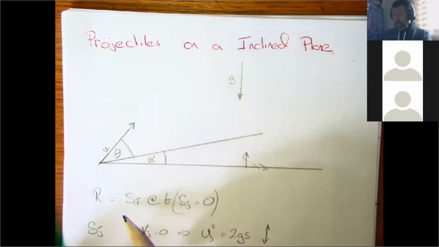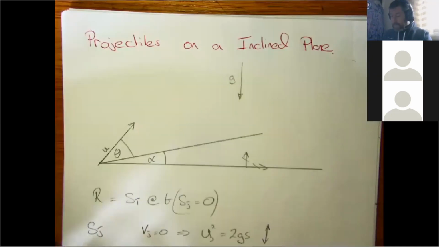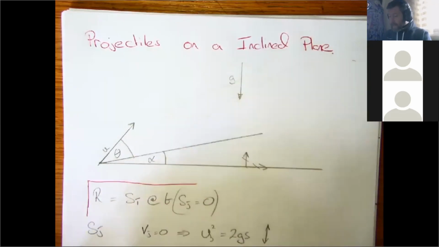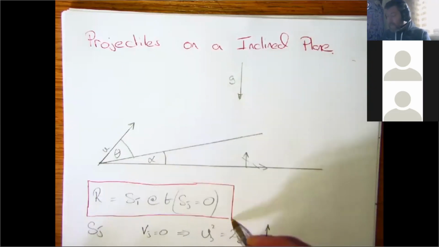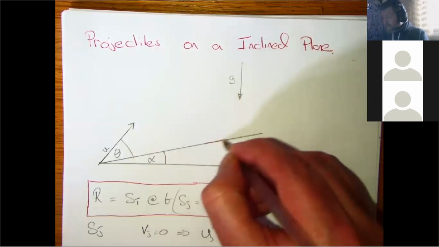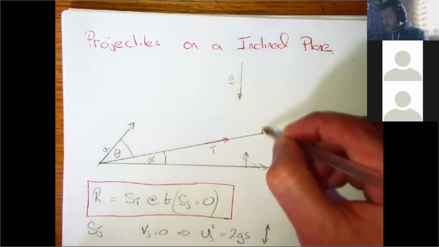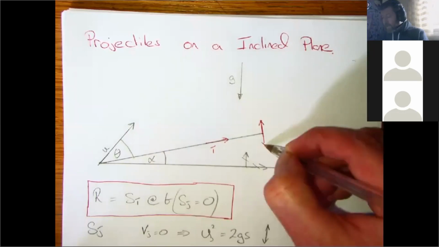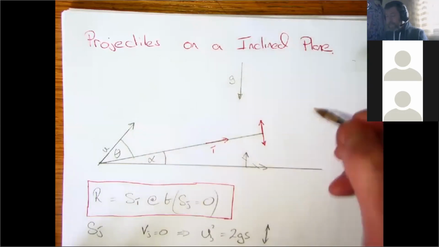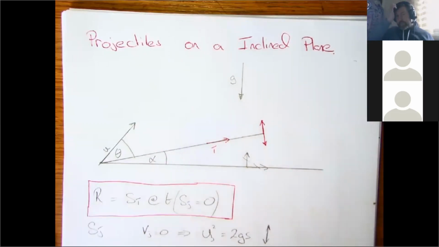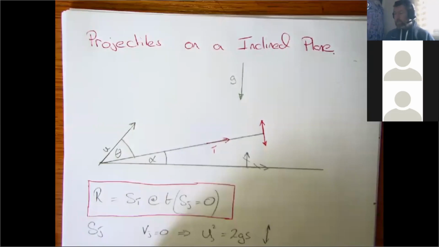If we come back to our phrase for range, that it's S of I at the time that S of J is equal to 0, we can keep that if we say that this here is our I-axis. And if this is our I-axis, then our J-axis is now perpendicular to the surface of the plane. Is that okay? And that makes a few little changes to all the formulas.